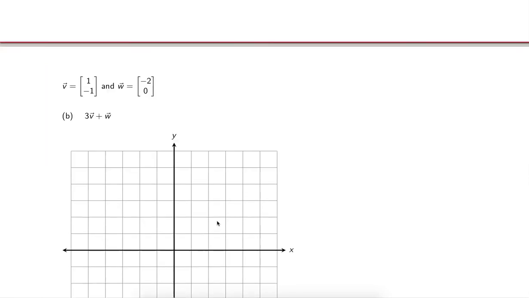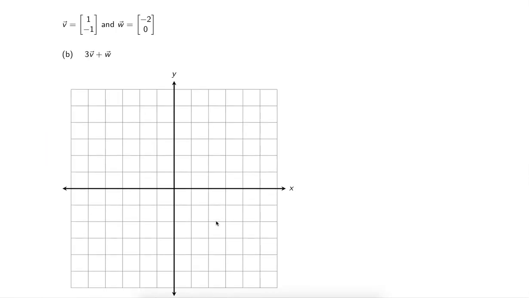All right, part B, again, same vectors. This time we have 3 times vector v plus vector W. So 3 times vector v, we're going to take each of these values, elements, and multiply them by 3. So 3 times vector v is going to give us 3, -3. And then vector W, we're just going to add that in. It's at -2, 0. So we're going to take this 3, -3 vector, add it to this -2, 0 vector, and let's see what we get.